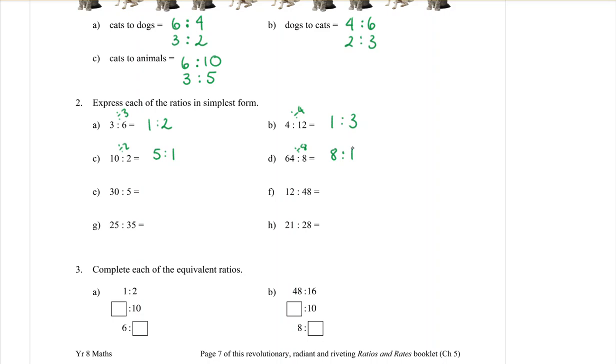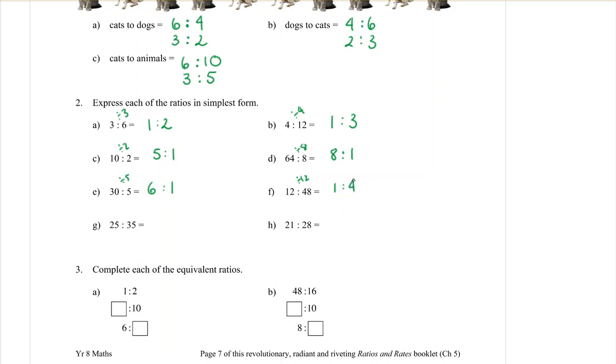Not yet. Part E. 30 and 5, what can I divide by? 5, good. Dividing by 5. 30 divided by 5 is 6, and 5 divided by 5 is 1. All right, next one, 12 and 48. What is the biggest number I can divide by? 12. 12 divided by 12 is 1. 48 divided by 12 is? 4.